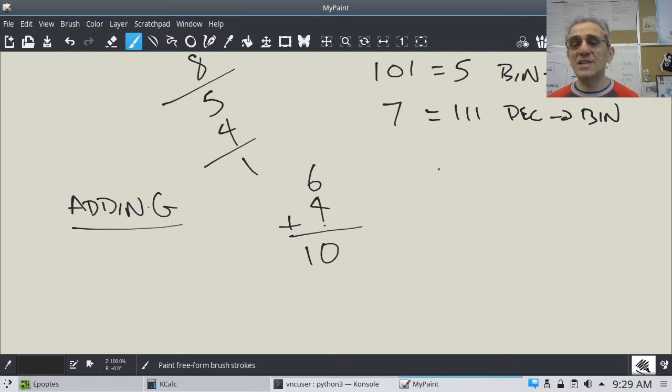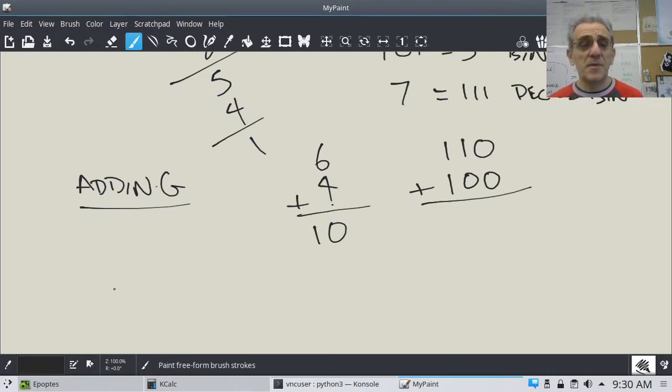So what's the number 6 as a binary number? Well, it's 4 plus 2. That's 6. And what's 4? 4 is 1, 0, 0. Now let's add them. Now here's what you need to know when you add numbers. It's really easy actually adding binary numbers, because here are the possibilities. 0 plus 0 is equal to 0. 1 plus 0 is equal to 1. And that also goes for 0 plus 1. That's also equal to 1, right?